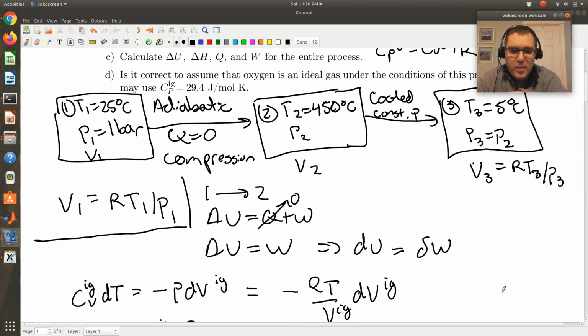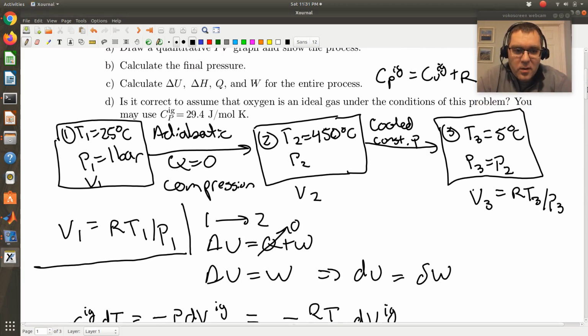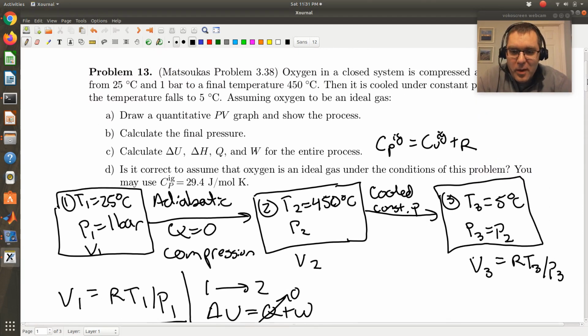So a nonlinear path in which pressure increases but volume decreases, and then I would have a horizontal path in which I jump from one isotherm to the next for that cooling at constant pressure. Okay, so that was a fun problem.